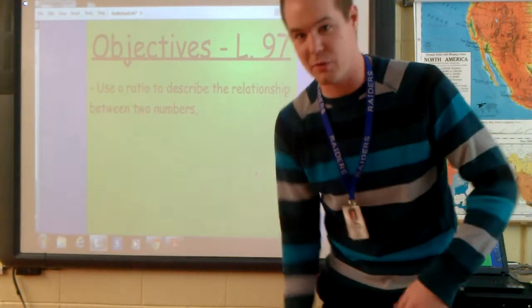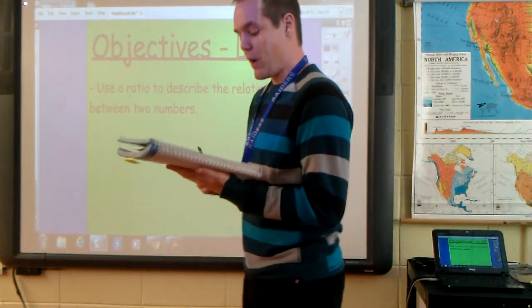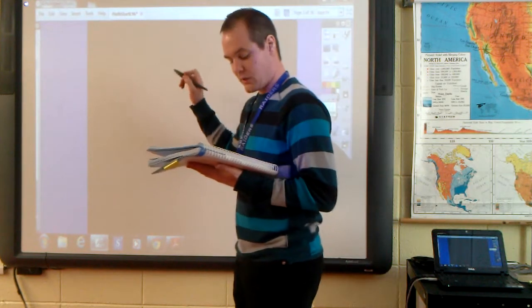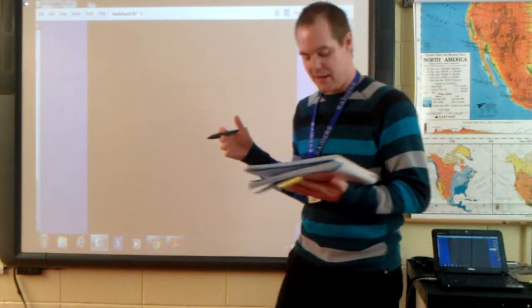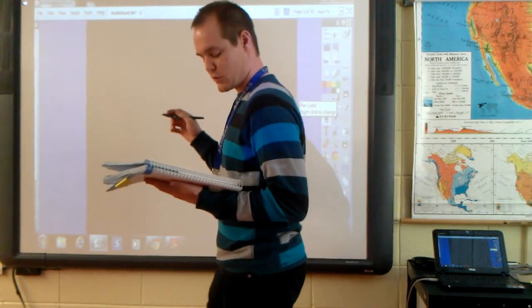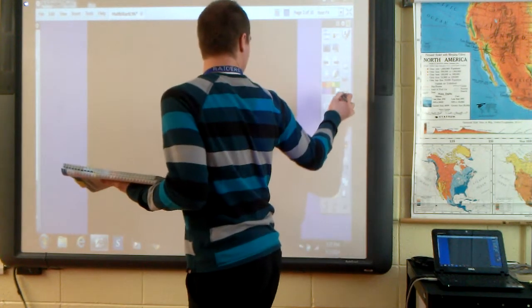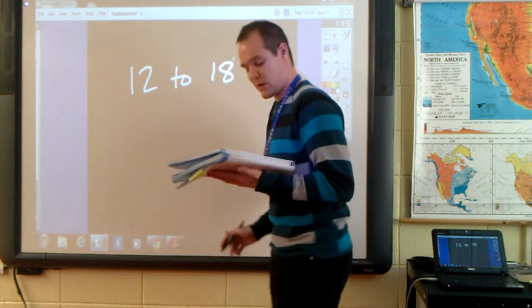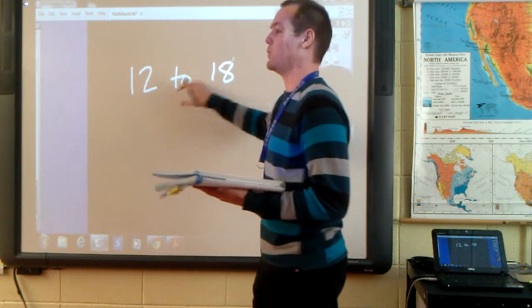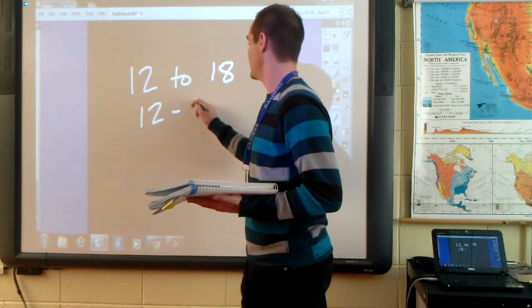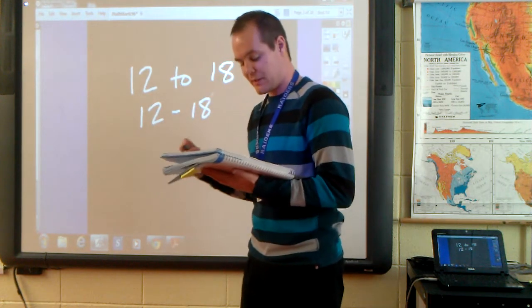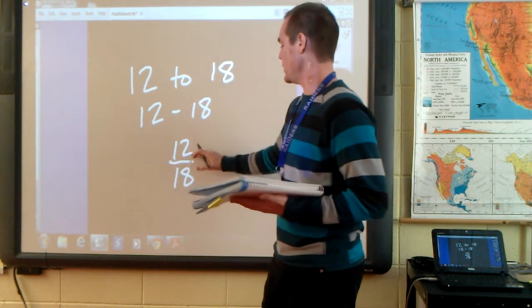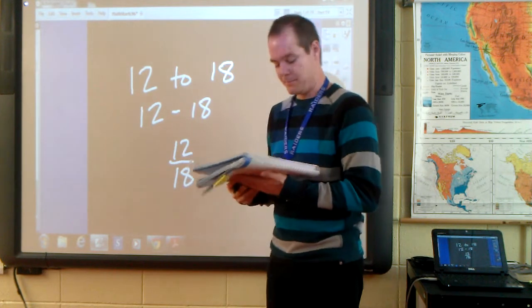On page 633 at the bottom it says, if there are 12 boys and 18 girls in the class, then the ratio of boys to girls is 12 to 18. We'll write those ratios. You can write it 12 to 18, or they will commonly show these ratios as fractions. The ratio of boys to girls is 12 to 18.